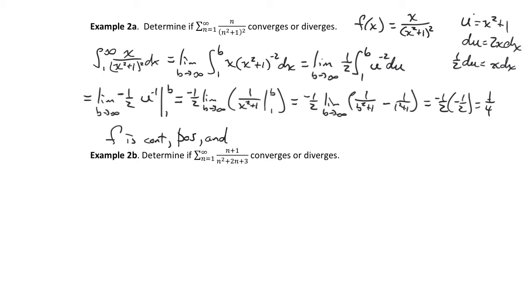And there's one other thing we have to check. We have to make sure it's decreasing. You can look at a graph of this function, or you can take the derivative and show that the derivative is negative all the way. But regardless, it is a decreasing function. So the series converges by the integral test.